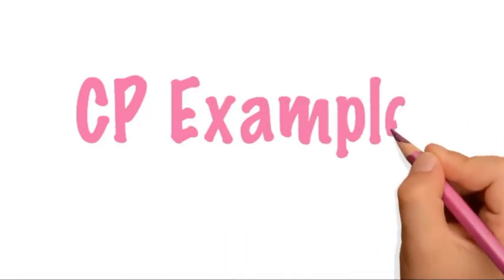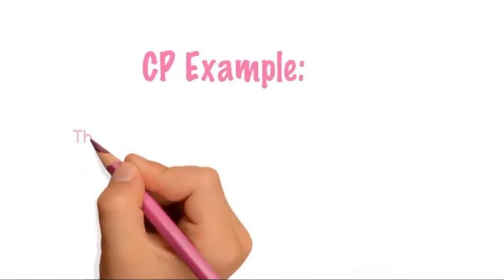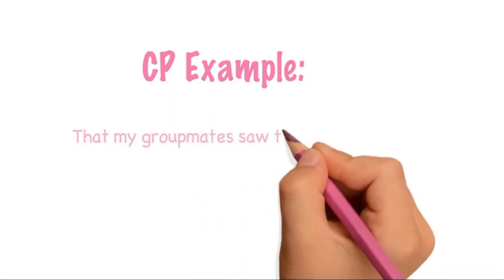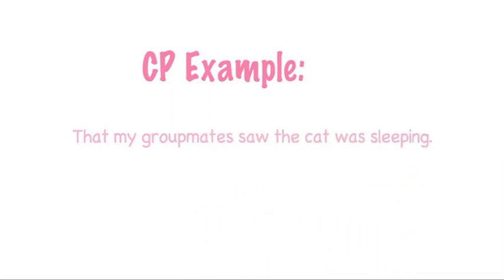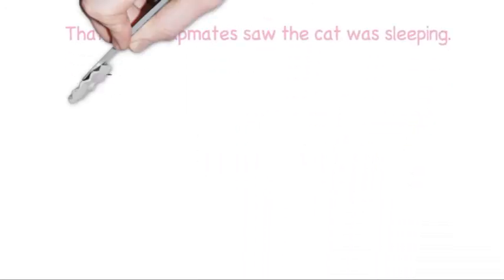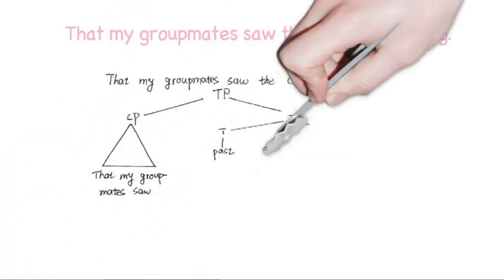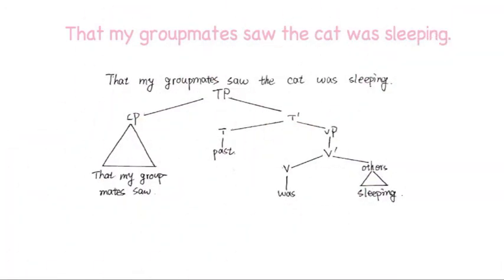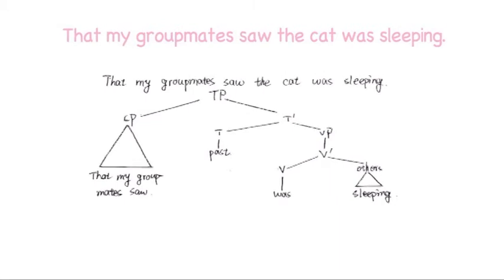Now, let's go to the CP example. The example sentence: my group mates thought the cat was sleeping. Similar to the previous example, at the very top we have a TP. The difference is that second we have the CP and the T bar. The CP means a clause, and the CP part is my group mates saw. And then the T bar goes to T and VP. The tense in this sentence was past tense, and then VP goes to V bar, and the main verb is was, and then sleeping also goes to other segments.